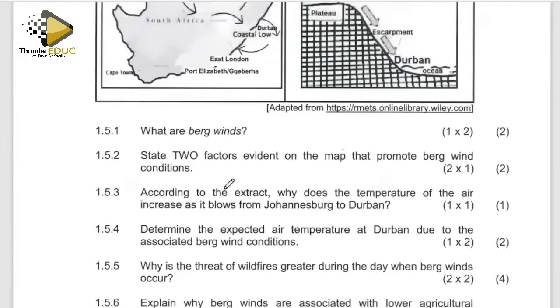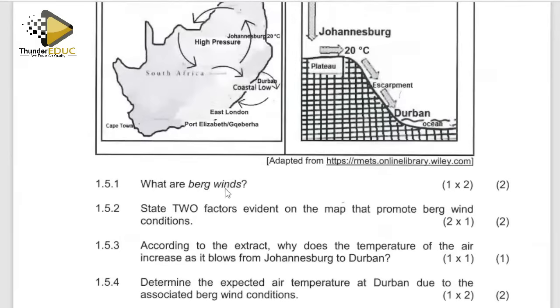State two factors evident on the map that promote Berg wind conditions. I think from what we have explained, now you can see the factors which promote the formation of the Berg winds. We have a high pressure over the interior, which we said is the Kalahari high pressure. Then we have the coastal low over Durban here. It facilitates pressure gradient. There is high pressure over the interior and there's low pressure, which implies that the air has to come from the high pressure interior and go to the low pressure coastal. And also we have the escarpment here. As the air descends, it has to heat up adiabatically. So these three, number one, the high pressure over the interior, number two, the low pressure over the coastal area, and number three, the presence of the escarpment.